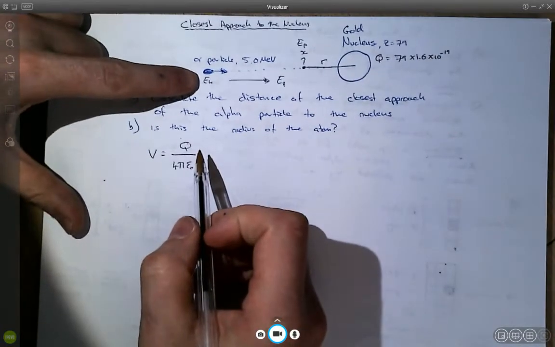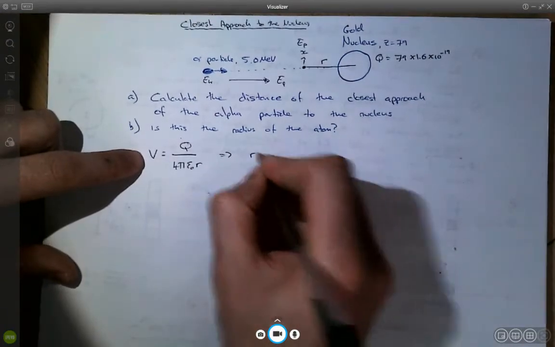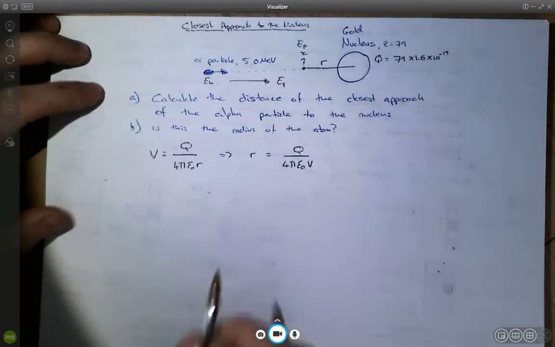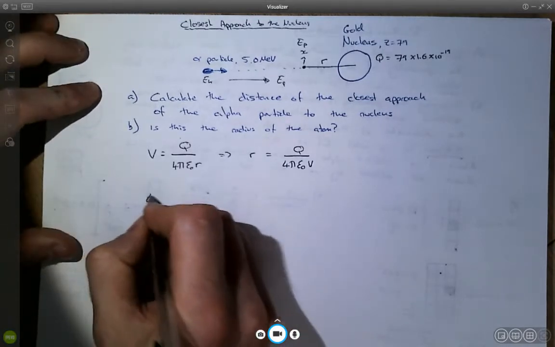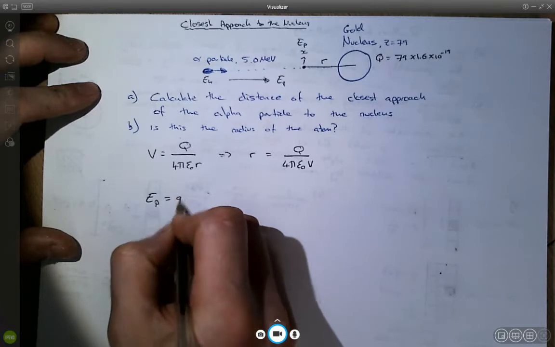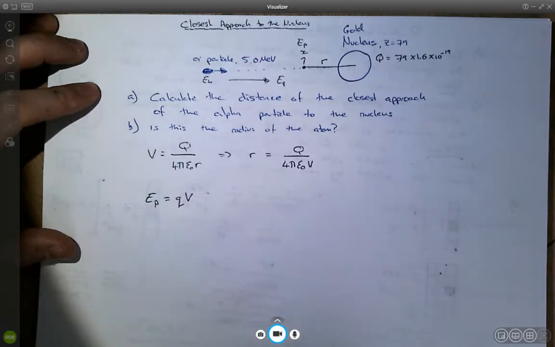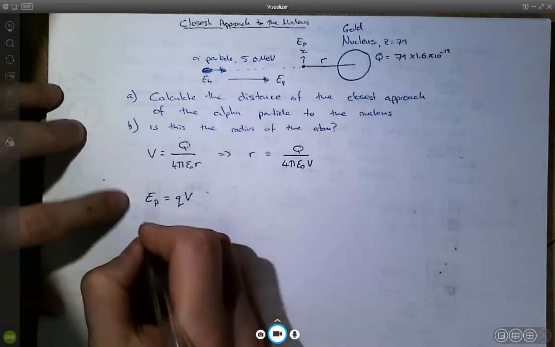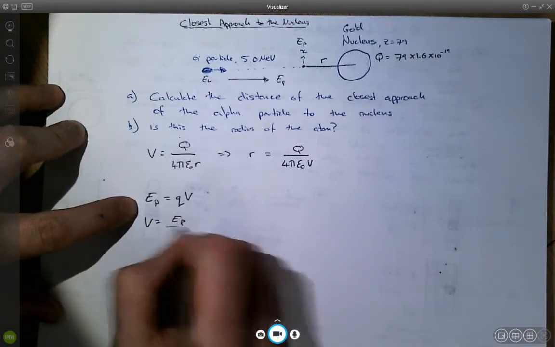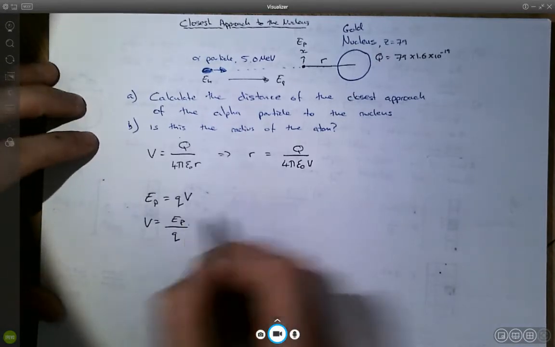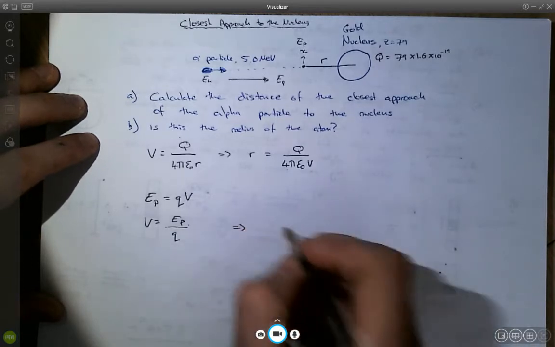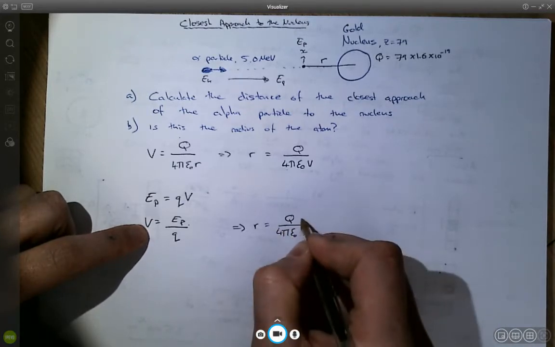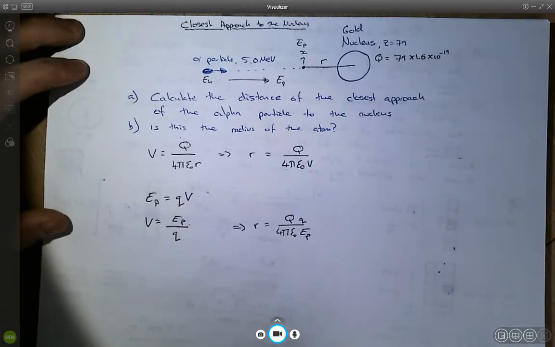Now we need to firstly rearrange this for radius, so that's Q over 4 pi epsilon naught V. Now we need an expression for V, the potential. Well, we can write that down. We can say that EP is QV, or potential is energy per charge. So this is the energy that's going to come from the alpha particle. So let's rearrange that for V, EP over Q. And let's substitute this into that equation. So that means that we're going to have the radius is Q over 4 pi epsilon naught little q over EP.